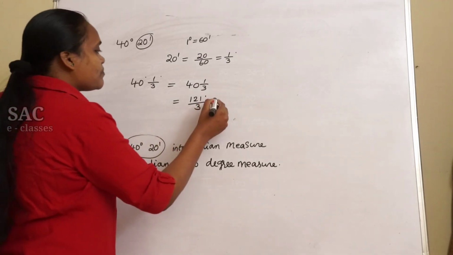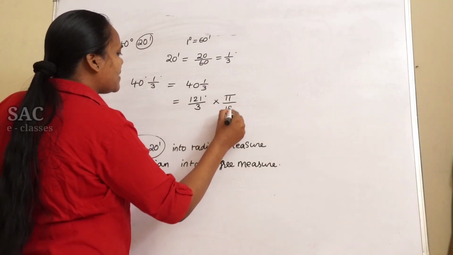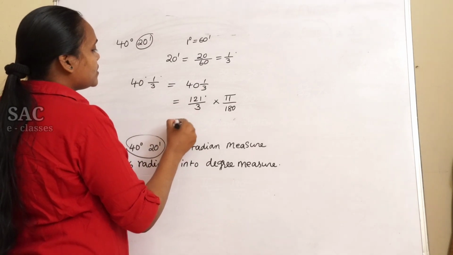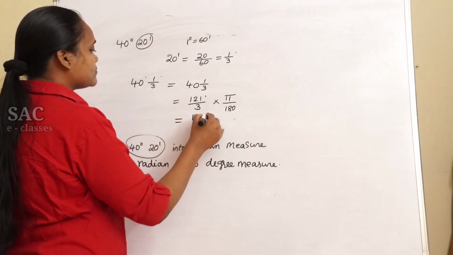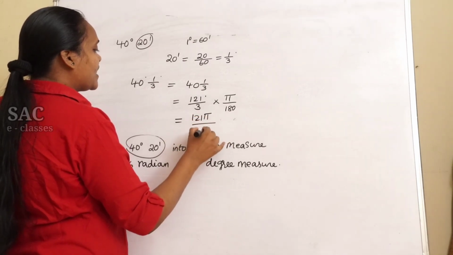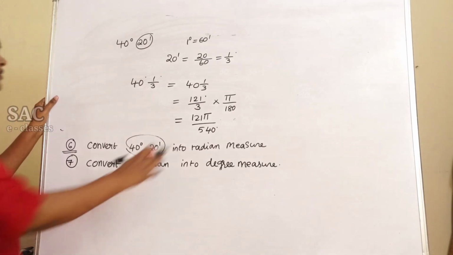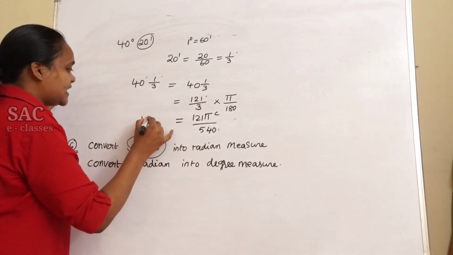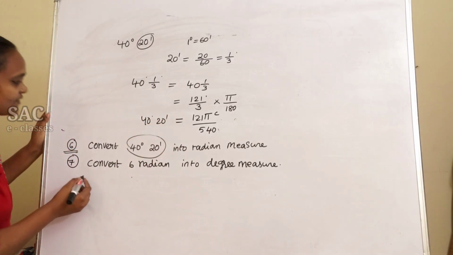Now you know in what way you can convert the degree to the radian measure. That is very simple, multiplying with pi by 180. Is there any cancellation? No such cancellation. 121 pi by 540. This is the radian measure for 40 degrees 20 minutes. Let's move to the seventh one.